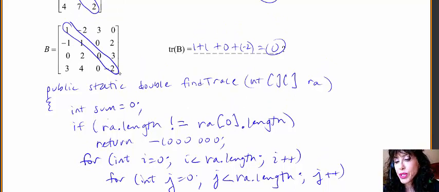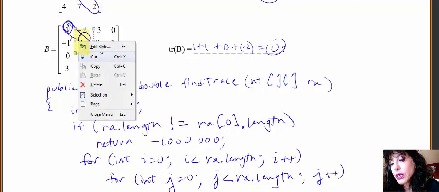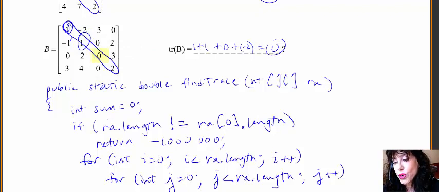If we look at this example we did up here, this first element in this matrix B is at the 0th row, 0th column. The next element along the main diagonal is in row 1, column 1. The next element that we had to add was in row 2, column 2, and then the last element we had there was in row 3, column 3. So you notice a pattern here. When the row was the same as the column, we added that in.